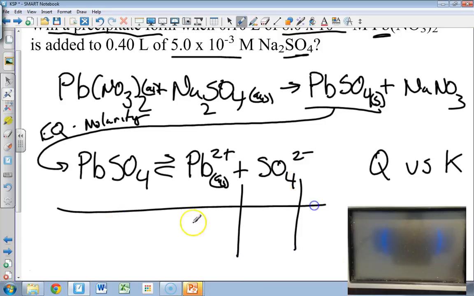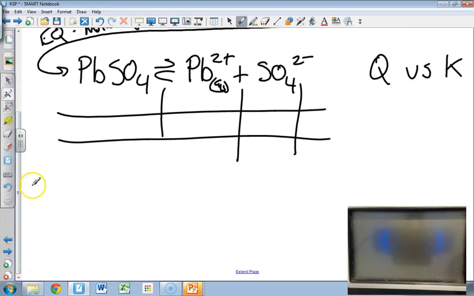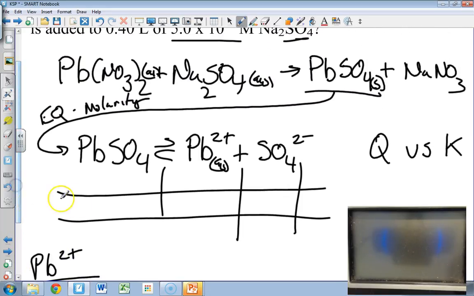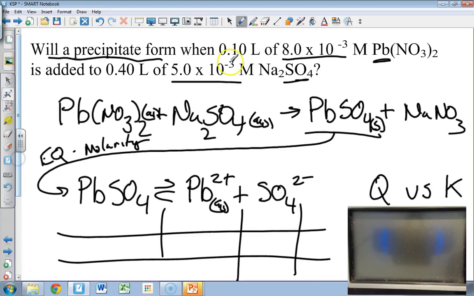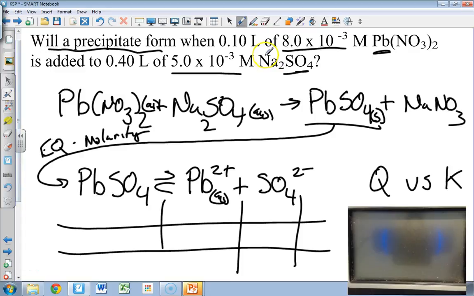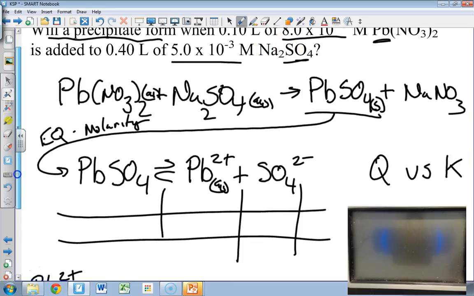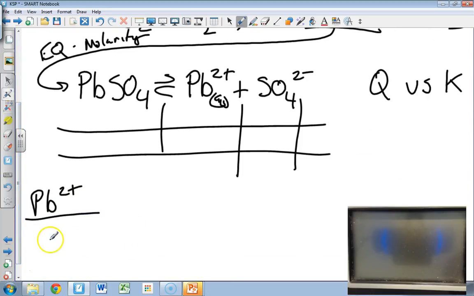Well, if we want to recalculate these things, we have to do the math for lead. Well, how much do we have initially? Okay, well we have 0.1 liters of 8 times 10 to the minus 3 lead nitrate. Okay, so we have 0.1 liters.